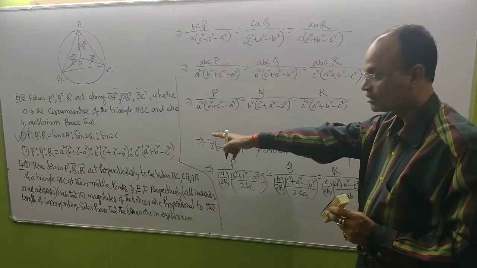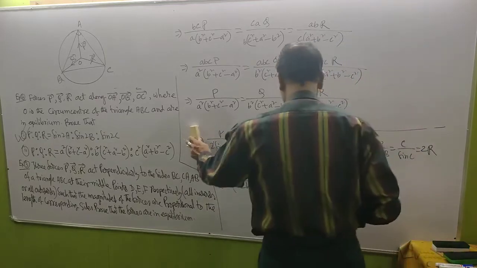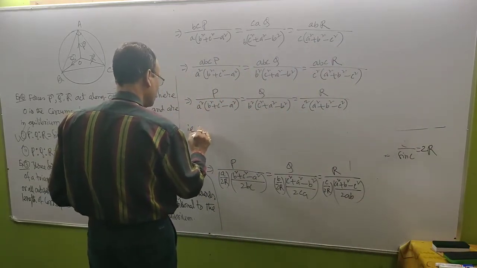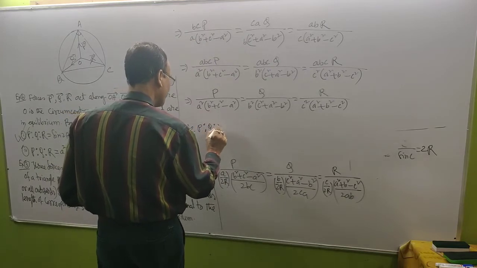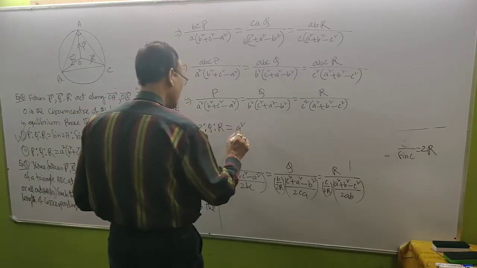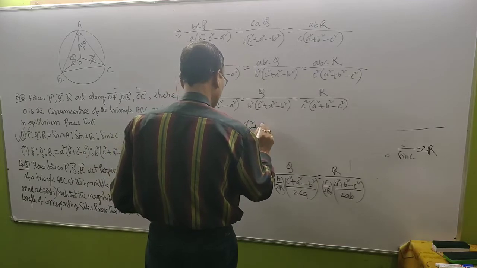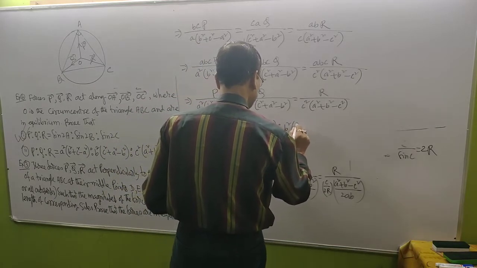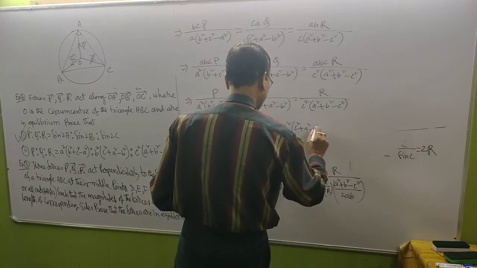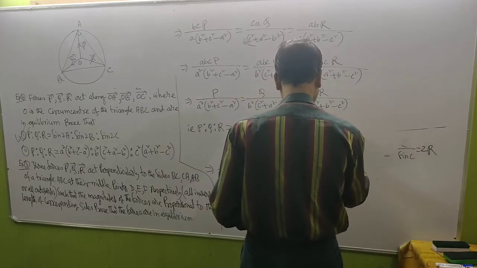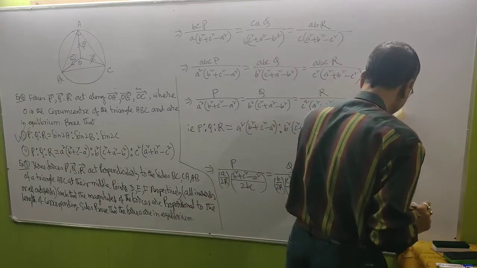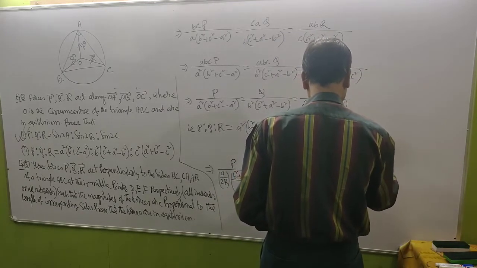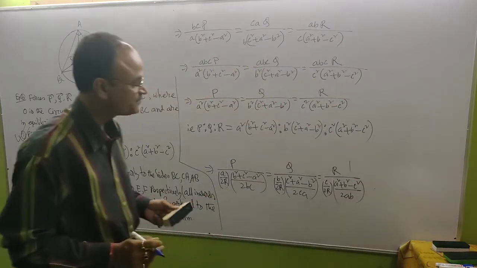This has also been proved. That is, p is to q is to r. This is equal to a square into b square plus c square minus a square is to b square into c square plus a square minus b square is to c square into a square plus b square minus c square. You will get this one.